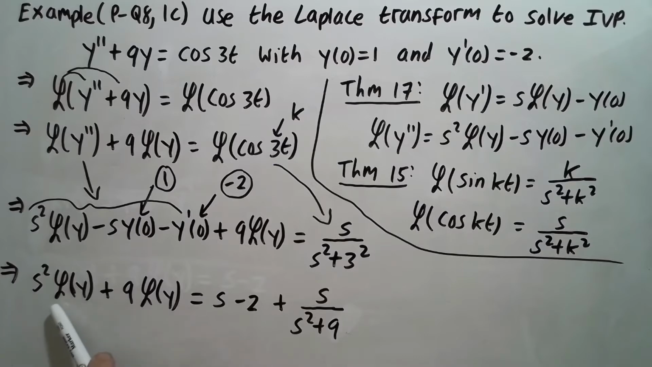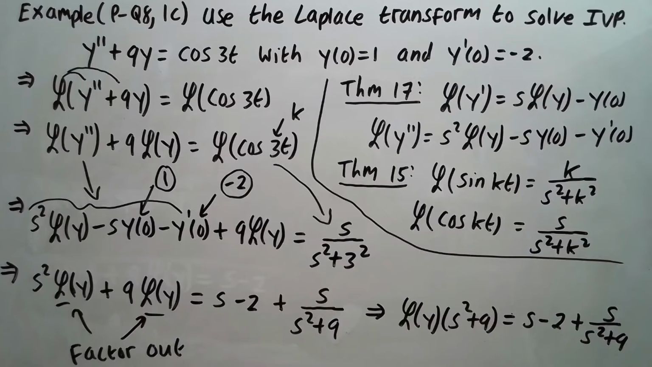Let's now factor out the Laplace of y here and here. So factoring out the Laplace of y, we'll have Laplace of y in front, times s squared plus 9, equals s minus 2 plus s over s squared plus 9. Now we can solve for the Laplace of y by dividing both sides by s squared plus 9.